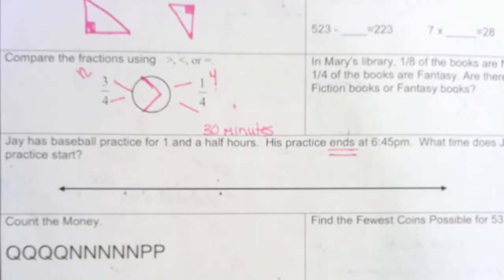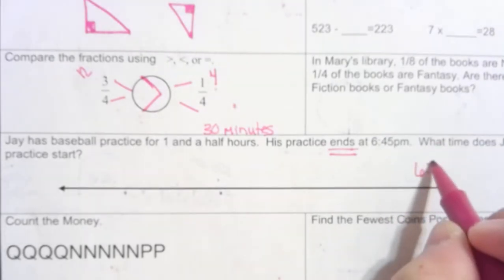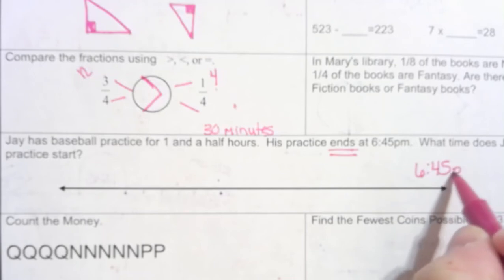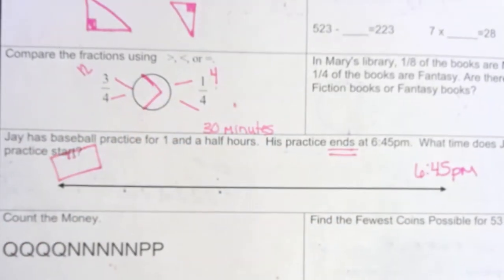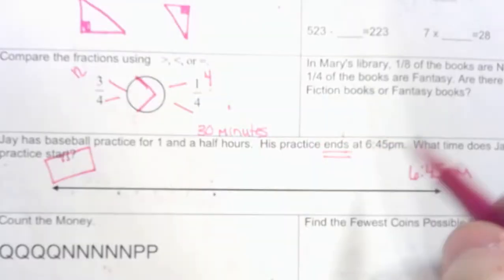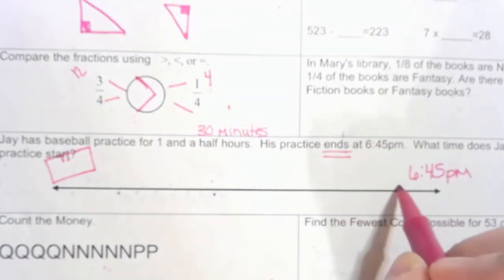Something else they're trying to trick us with. We're not starting at 6:45 this time. We are ending at 6:45 p.m. So we have to go backwards in time. Right. My question wants to know what time it started. So I am looking for this time over here. And we're going to go backwards 1 hour and 30 minutes.